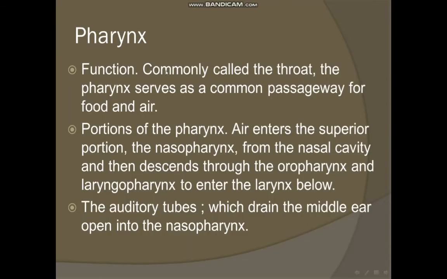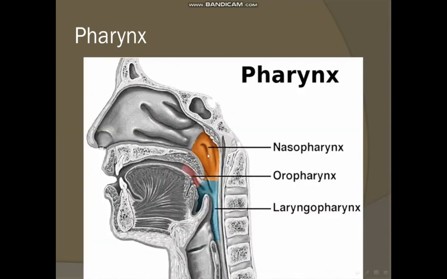The pharynx, commonly called the throat, serves as a common passageway for food and air. It has three portions. The superior portion is called the nasopharynx, the middle one the oropharynx, and the inferior one the laryngopharynx. It also has the auditory tube, which drains the middle ear, opening into the nasopharynx. In this picture we can see the three portions: nasopharynx, oropharynx and laryngopharynx. Here we can see the auditory tube.